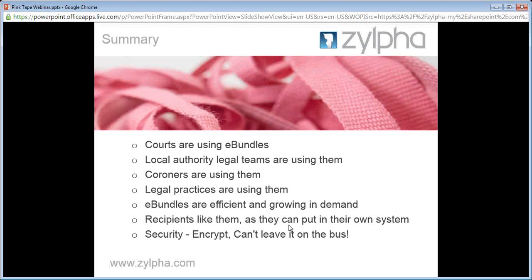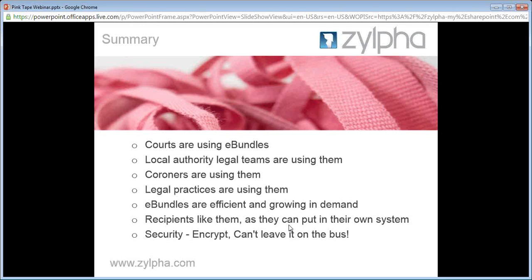Now, I just wanted to cover this in summary, and I know I haven't taken the full 30 minutes, but I appreciate you are busy. In summary, we know that the courts are using electronic bundles. We know ourselves here at Zylpha that there are local authority legal teams that are already using electronic bundles and having great successes and strides with them. We even know that coroners are starting to use electronic bundles for their own purposes. And we know that law firms are using them as well.